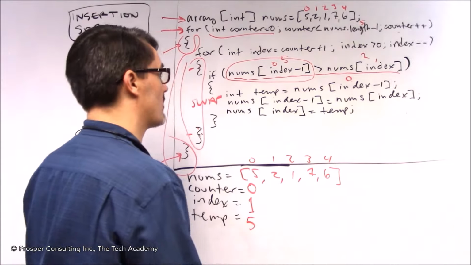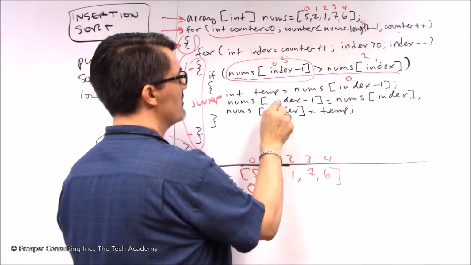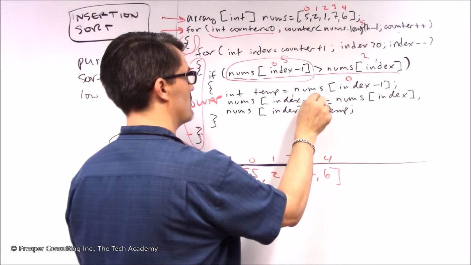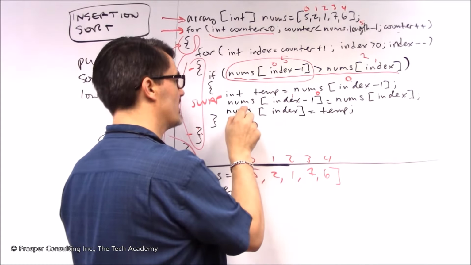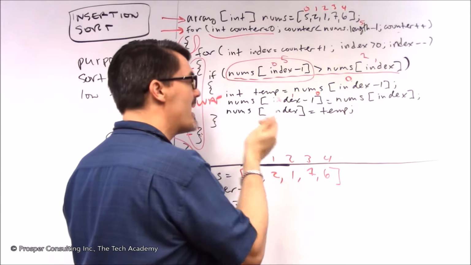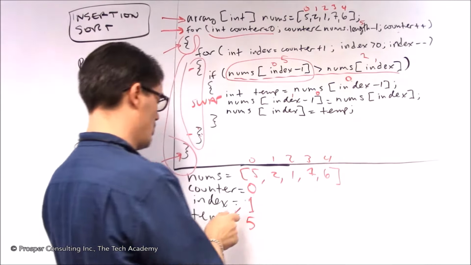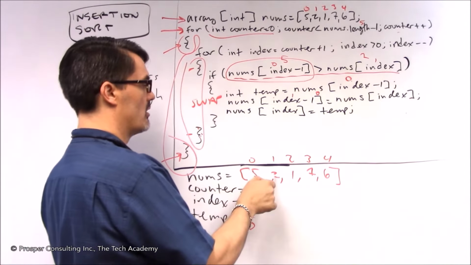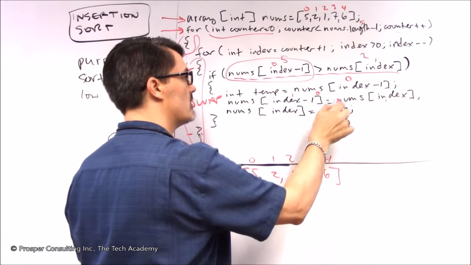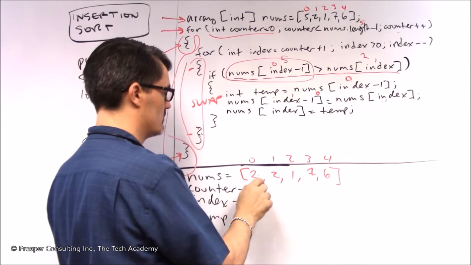Why? Because look what we do right here. We are now going to set the value of the element in the array at position index -1, 1 minus 1, which is 0. So the value of the element at position 0, which is this one right here, our 5, we're going to make it equal to the value of the element in the array at position 1. That's a 2. The value of the element in the array nums at position 1 is 2. So we make this a 2.